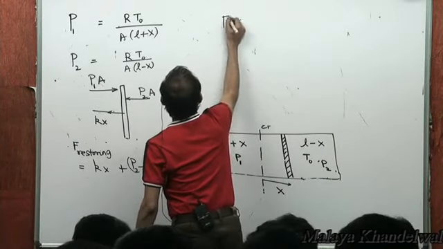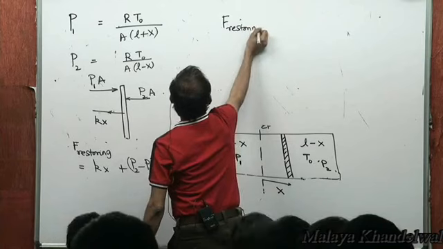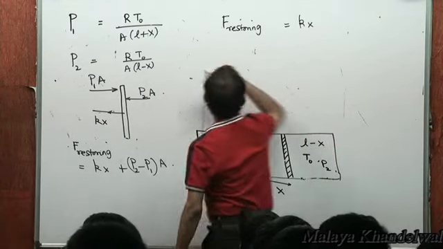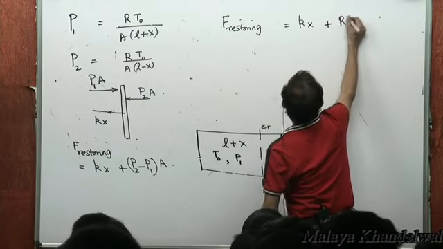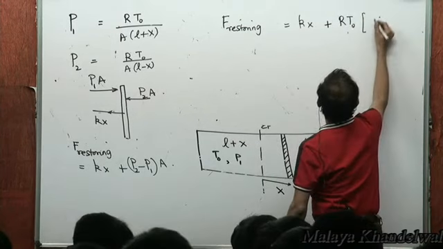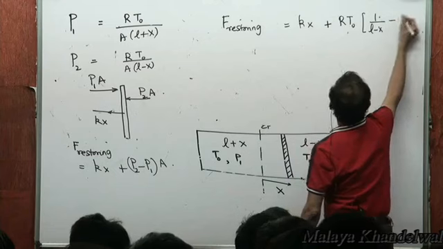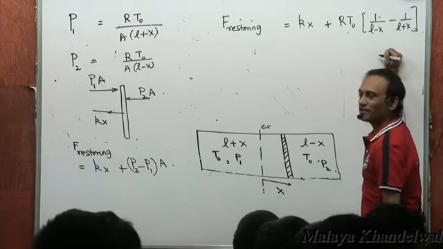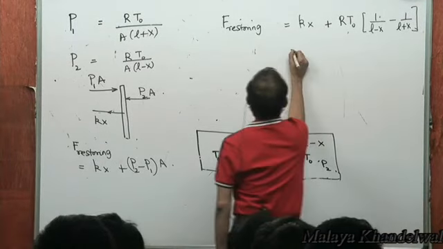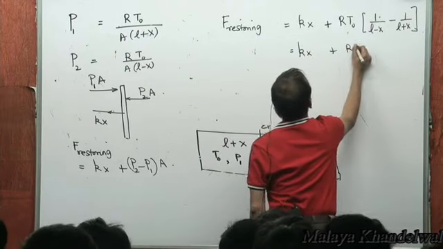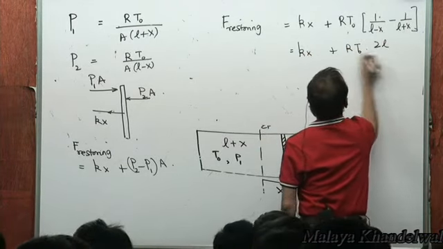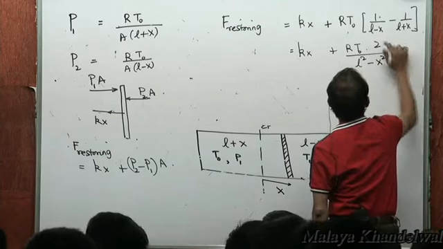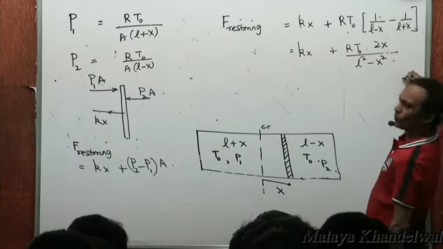So F restoring is Kx plus P2 minus P1, which is RT naught, and A will get cancelled, times 1 by (L minus X) minus 1 by (L plus X). P2 minus P1 into A will give me this, which is Kx plus RT naught into 2L divided by (L squared minus X squared) into 2x. Yes or no?